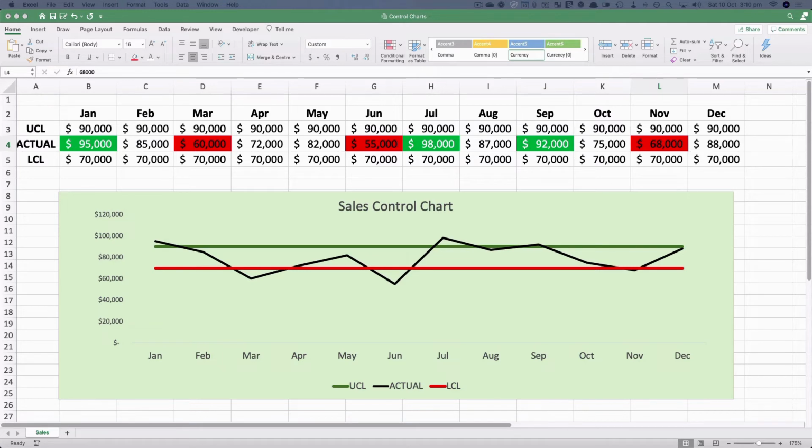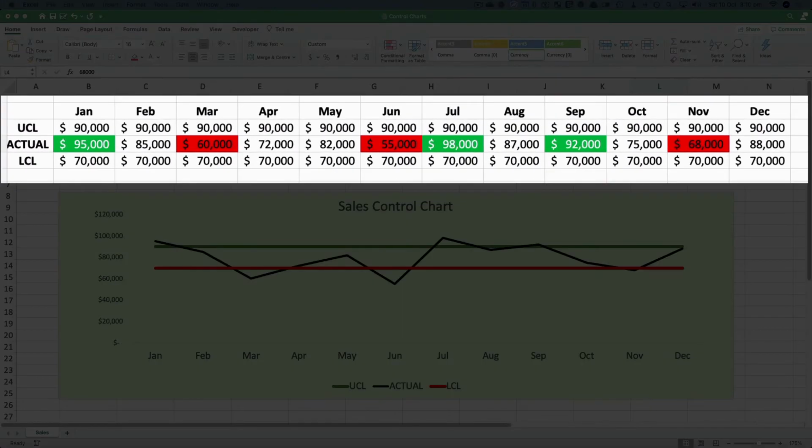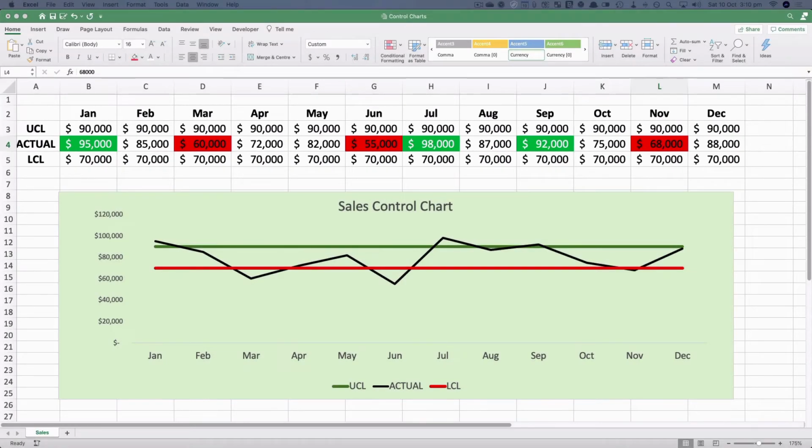The lower control limit, we popped out there three times: in March, 60,000, June, 55,000, and November, 68,000. Again, these are the critical areas that we need to look at. Why did this happen? What was going on during these months, so that we can make sure that we don't let this happen again. For the upper control limits, of course, we want to replicate that.